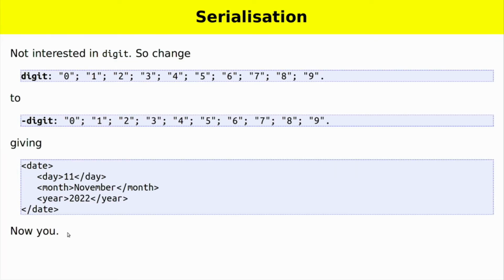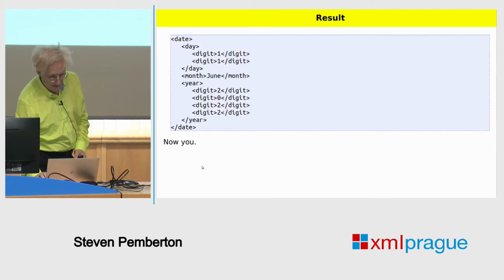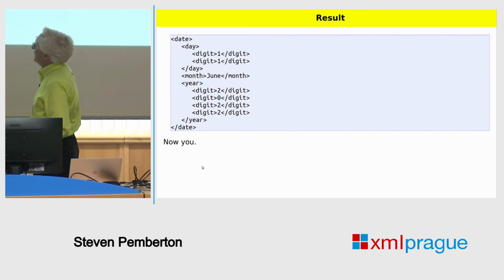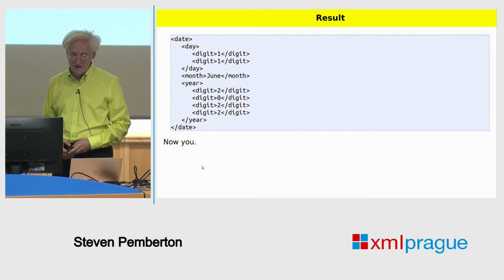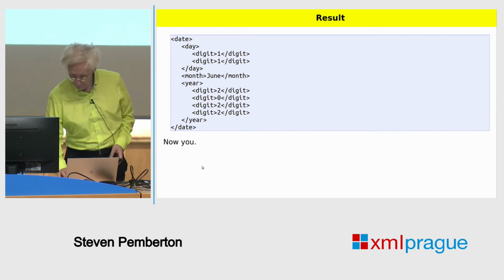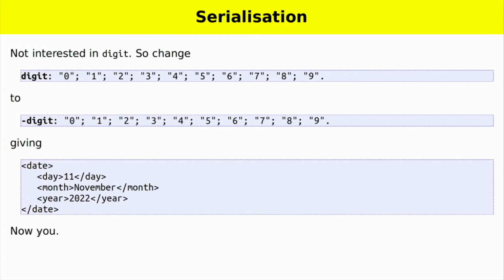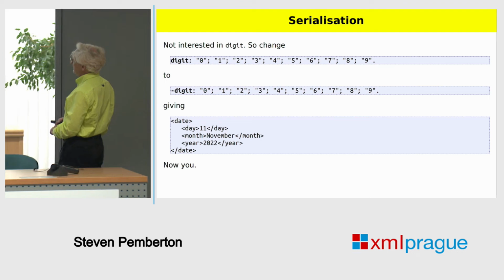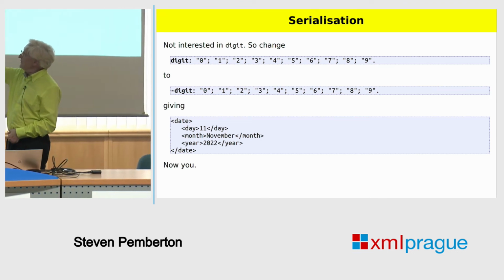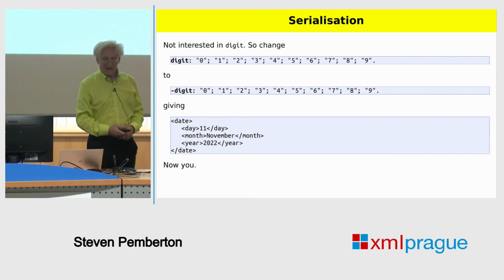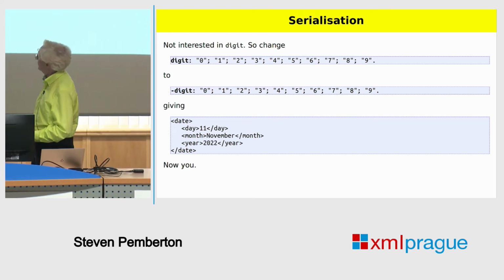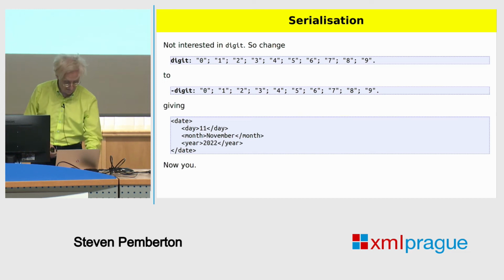Okay. So you should have got an output that looked like that. Now the thing is, we're not interested in those digits at all. We're only interested in the day, month, and year. But we fix that by adding a minus before the rule for digit. And that just says we're not interested in seeing that element in the serialization, so please leave it out. If you make that change, the output should now look like that. So that's your next task: to change the rule for digit so that it's got a minus in front of it.